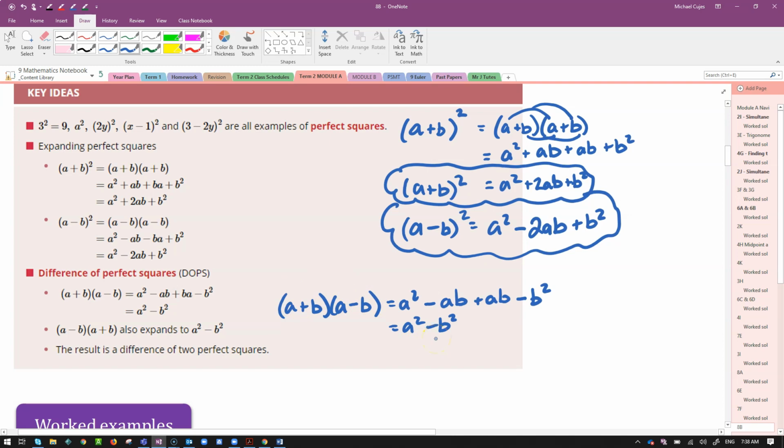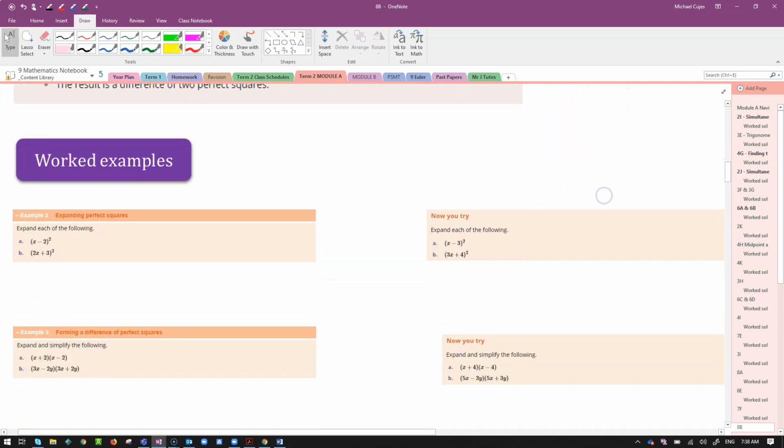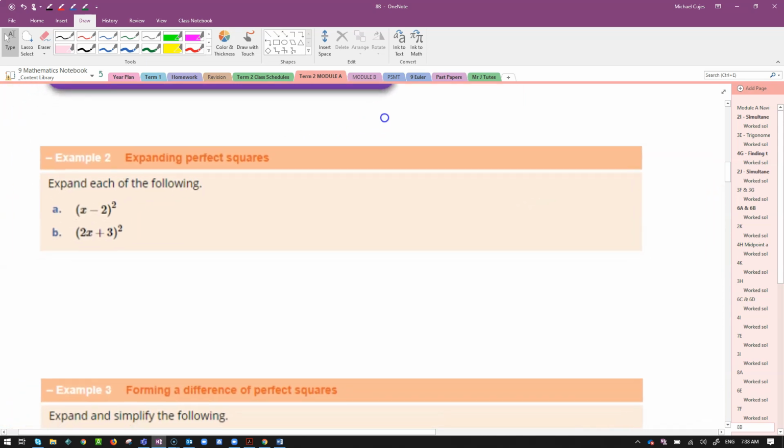We can also do it, as they point out here, it doesn't matter if it's a minus b times a plus b. Multiplication is commutative. We can do it in either order. That is the difference of two squares. Now again, they say perfect, but I'm just going to leave it as two squares.